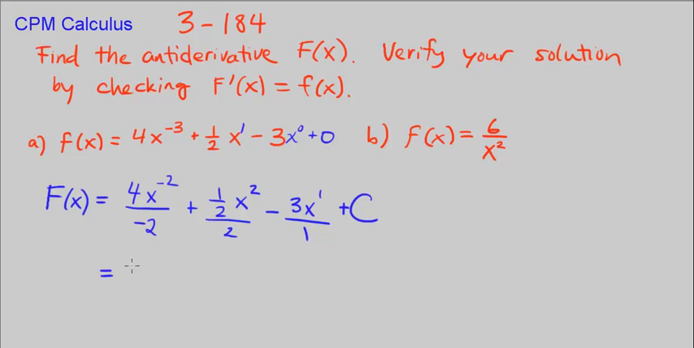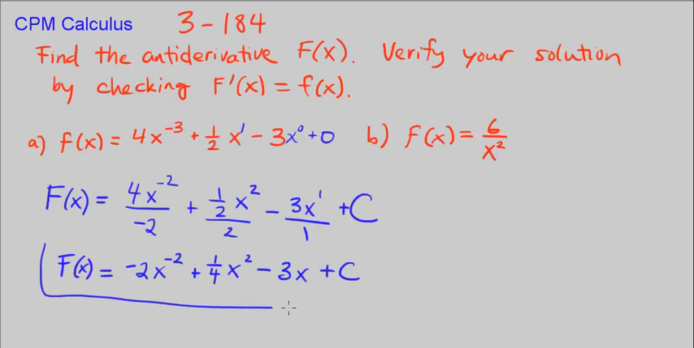4 over negative 2 makes this negative 2x to the power of negative 2 plus 1/2 divided by 2. Remember, the 2 in the denominator is the same as multiplying by the reciprocal of 2. So that would be 1/4 because you're going to have 1/2 times 1/2 x squared minus, simplifying that, that's just 3x plus our constant. Okay, so that is big F of x simplified.